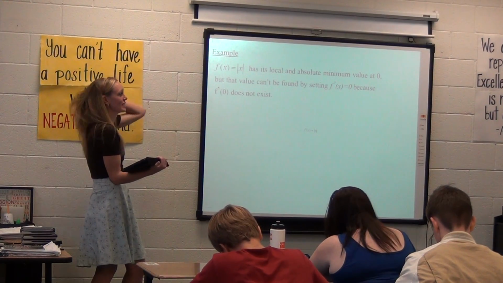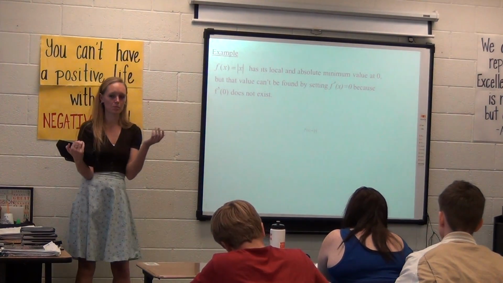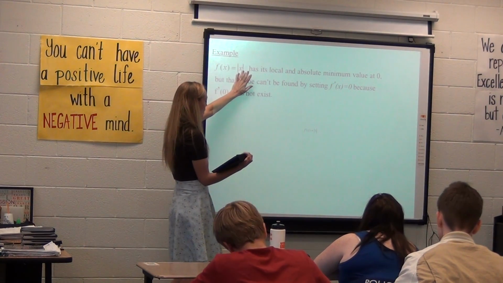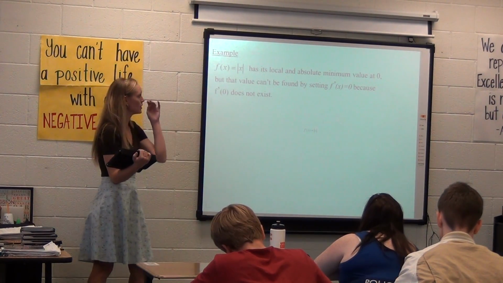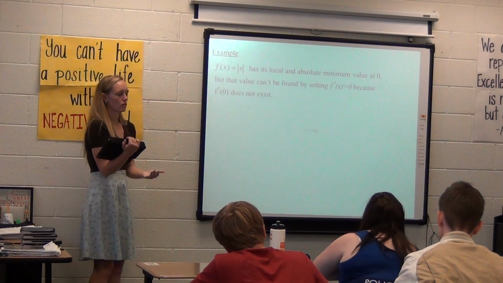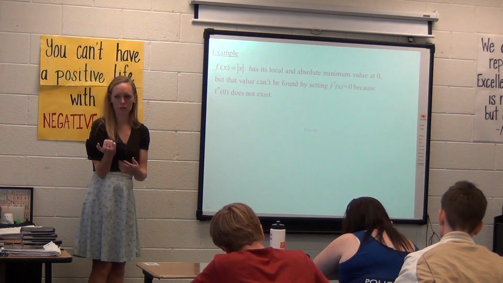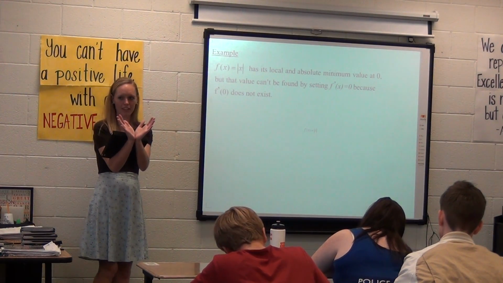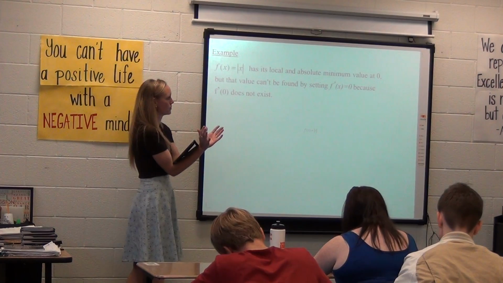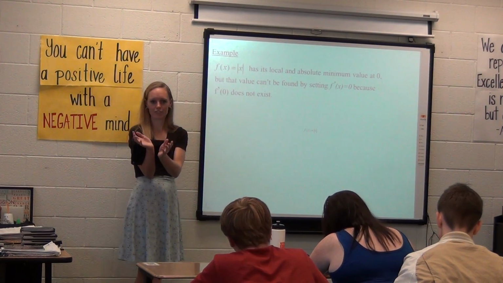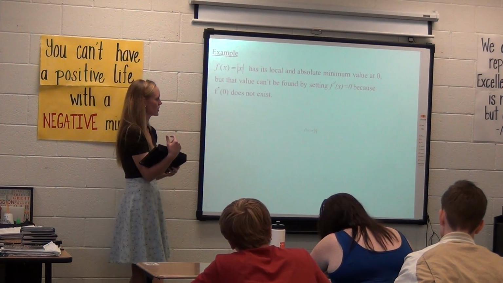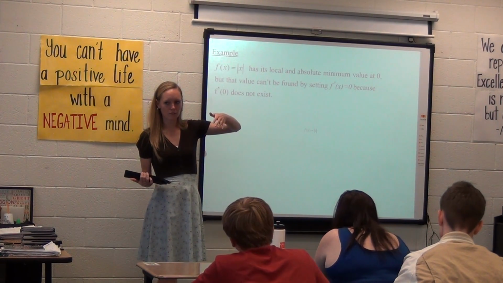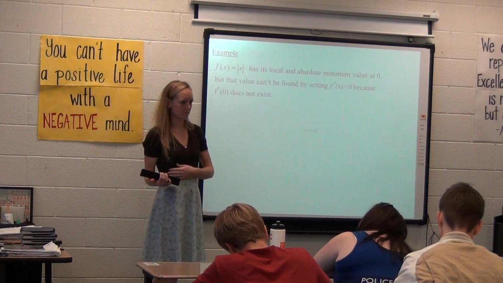Okay, so another example where this theorem fails. If we have the function absolute value of x, we know what this looks like, right? You know what absolute value of x looks like on a graph? Yep, it's a V. And that V has an absolute minimum at 0. We can visualize that. Can we find the derivative at 0?